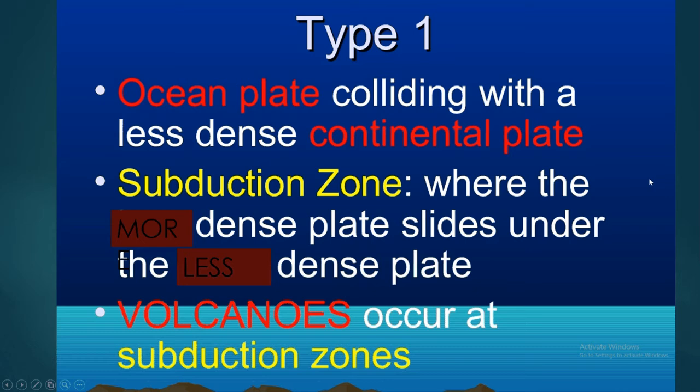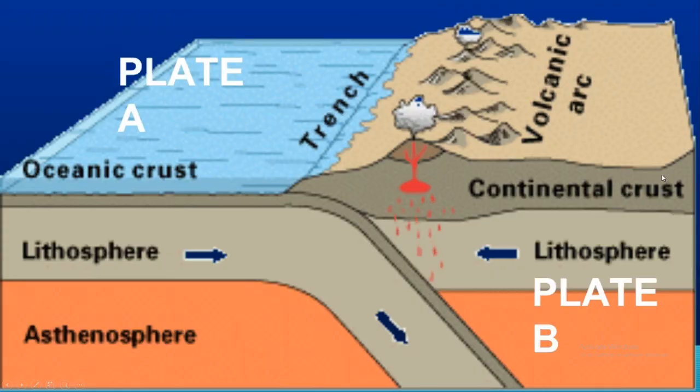Type 1. Type 1 is the ocean plate colliding with a less dense continental plate. So we spoke about how the continental plates are less dense than the ocean plates, and when they knock into each other, you get a subduction zone where the more dense plate slides underneath the less dense plate. I see I only have MOR there. It's supposed to be more dense plate slides under the less dense plate.